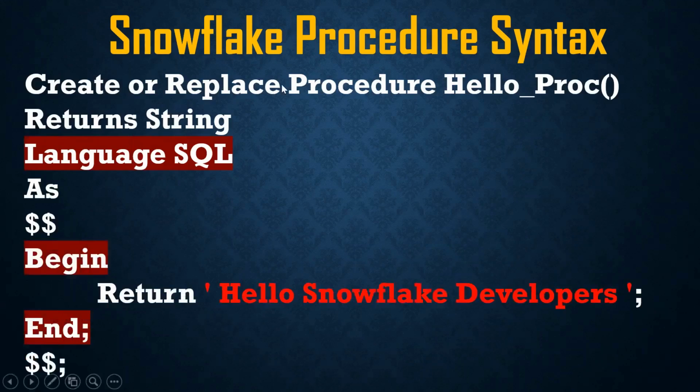So create or replace procedure, procedure name. We are trying to return a string. When you execute this procedure, we'll get the output. This is a string, that's why I wrote returns string. For the language we enter SQL or JavaScript or anything. Now as it's SQL scripting, it is as dollar starting and ending. Begin, and we should write our logic here. This is the return string we are writing. So this is the syntax.